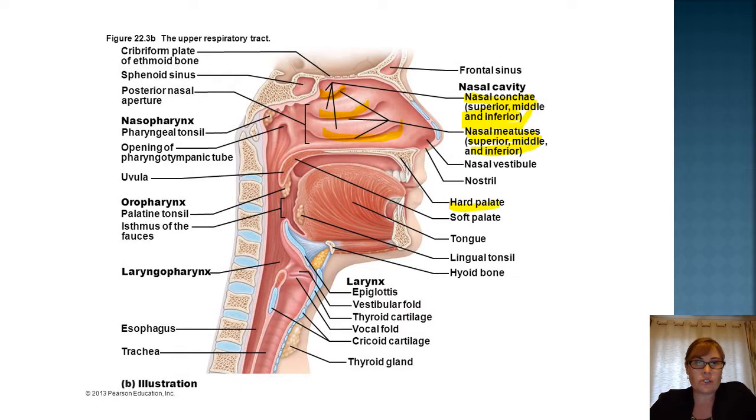Here's your hard palate and your soft palate that I had mentioned. Your hard palate is here and soft palate is here. We'll discuss those a little bit more soon. These are the top of the oral cavity, so that's why we use the word palate, but they're also the bottom of the nasal cavity.